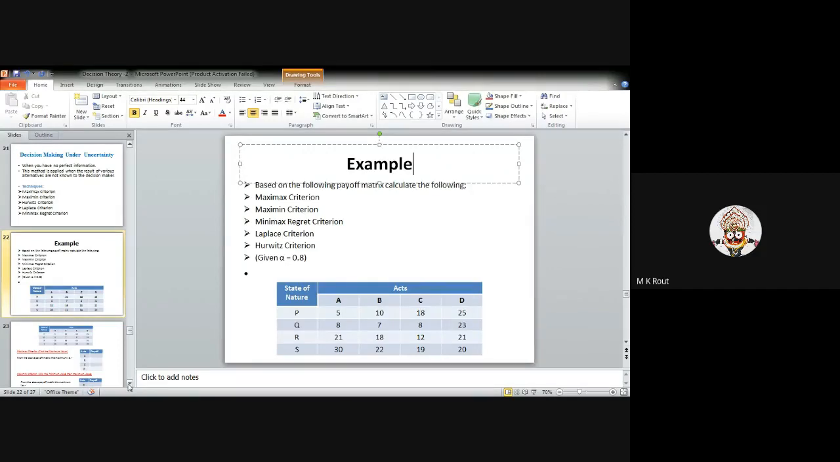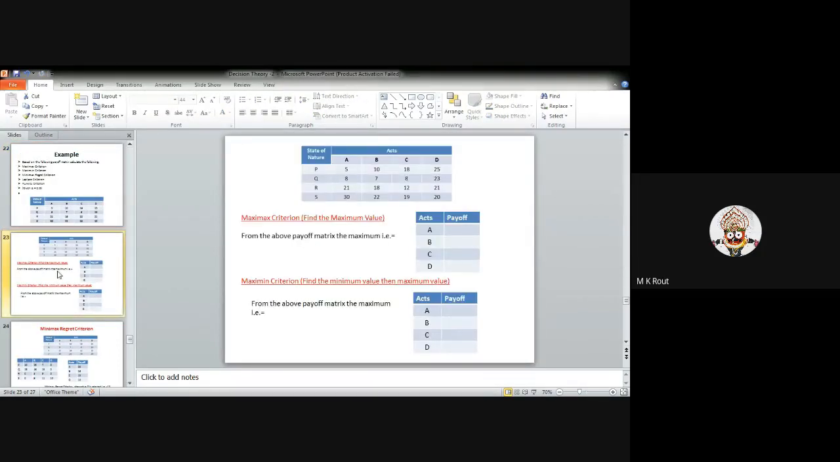So first we have to calculate the maximax criteria. In this criteria, you have to choose the maximum value from each column. In column A, the maximum value is 30. In column B, 22. In column C, 19. In column D, 25. Which one is the maximum value? 30. That is your max value. Step 1 completed.